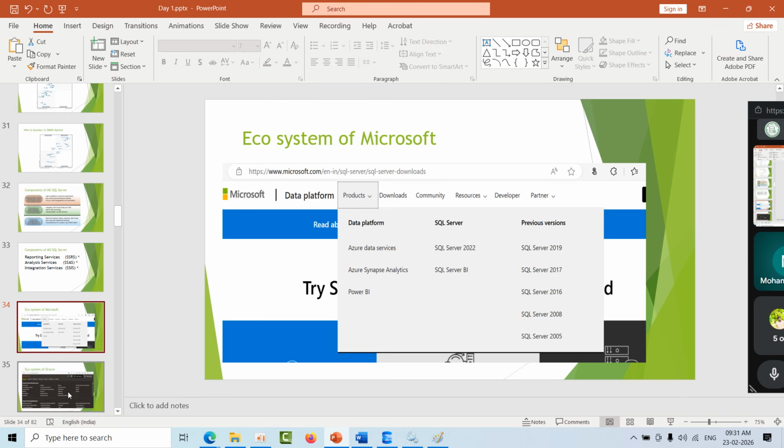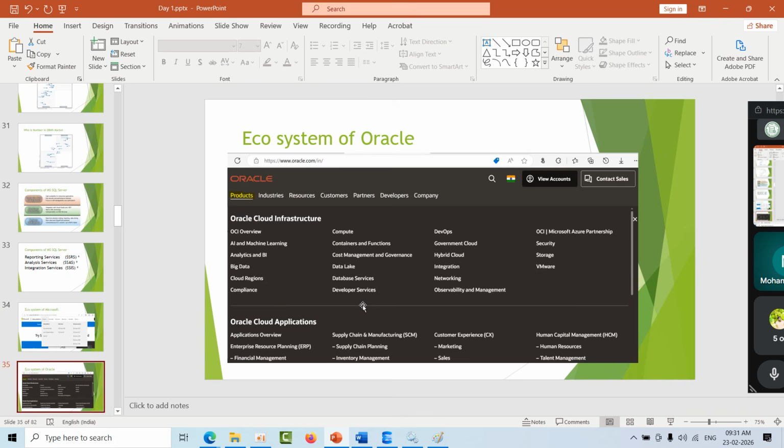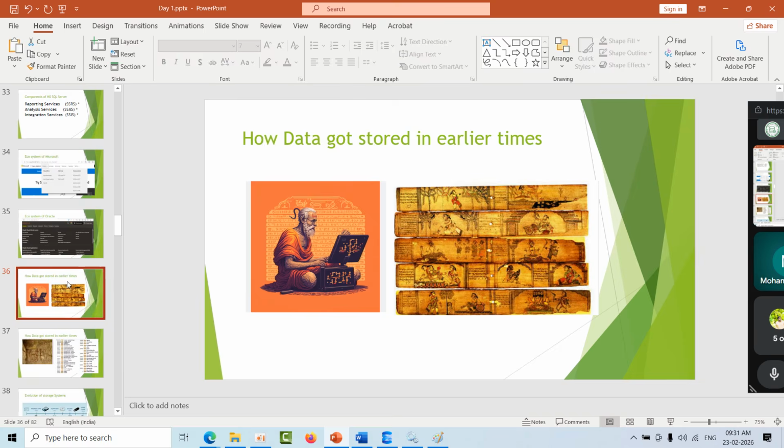Now if you see here, the ecosystem of Oracle. Every company is trying to catch the customer. Once they enter, they should not go outside. And this is how data got stored in earlier times, which we are going to see from tomorrow onwards.